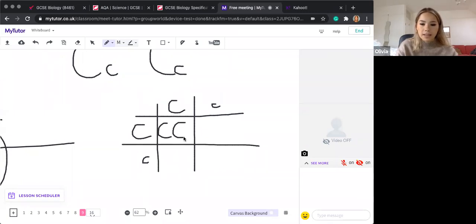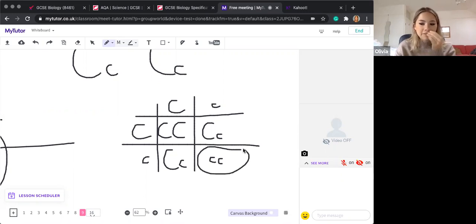So you've got 2 big C's, big C little c, big C little c, little c little c. Well done, everyone who said 25%. So it's just this one here that would have cystic fibrosis. These 2 would be carriers, so 50% would be carriers, and 25% wouldn't be affected at all.